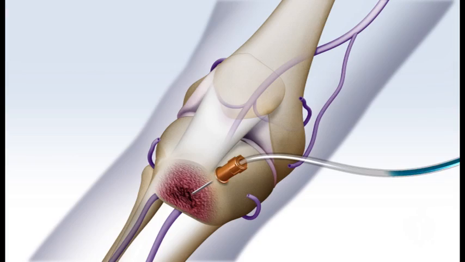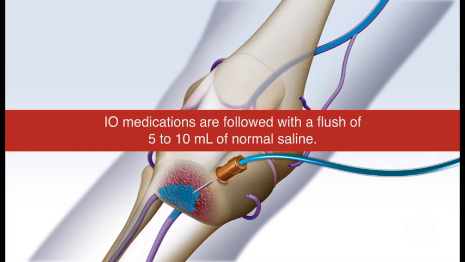After the IO needle is properly inserted into the bone and appropriately secured, drugs and fluids flow through the bone marrow cavity into circulation, though depending on location, they may first pass through peripheral circulation. As is routine practice when providing most IV drugs, all IO medications are followed with a flush of 5 to 10 milliliters of normal saline.